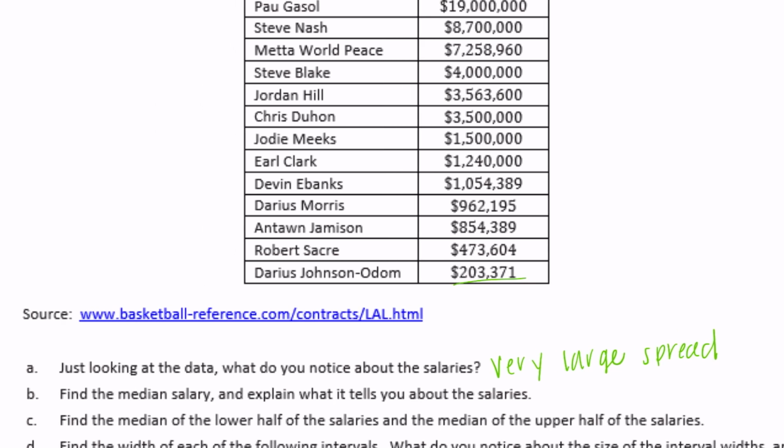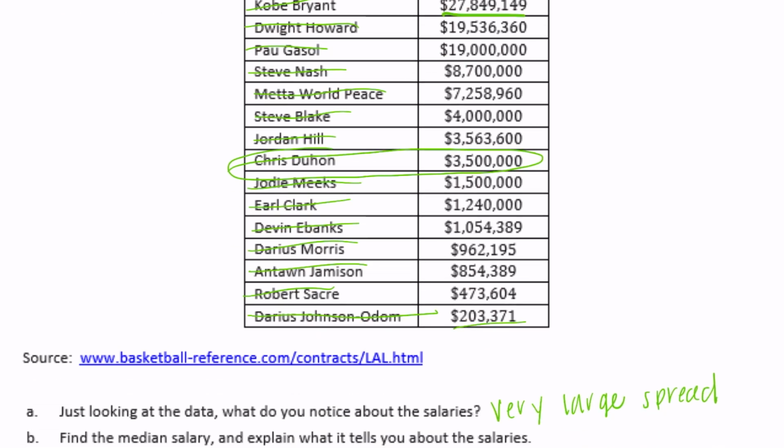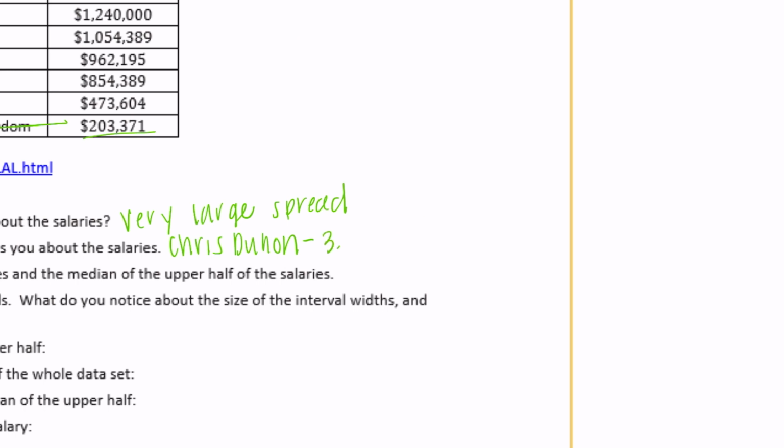B, find the median salary and explain what it tells you about salaries. So we're just going to work our way toward the middle. So I'm going to cross out Kobe, Dwight, Robert, Powell, Antoine, Steve, Darius, Meta, Devin, Steve, Earl, Jordan, Jody. So the middle median is Chris Duhon at $3.5 million. So what does the median tell us? Half make more than 3.5 million, half make less.